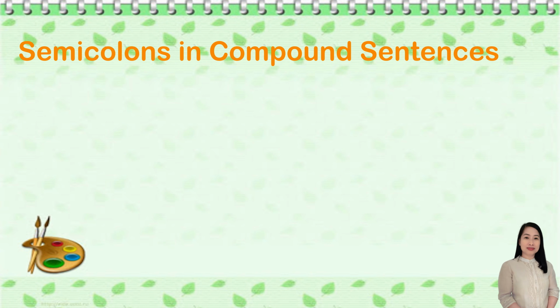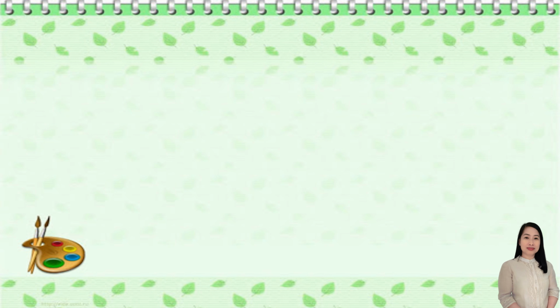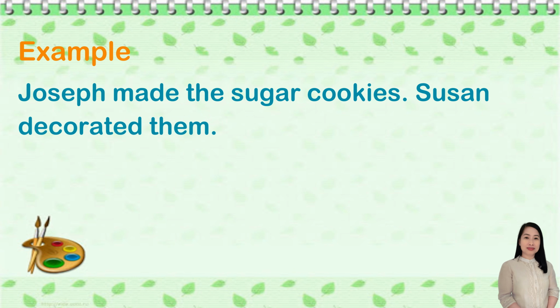Semicolons are used in compound sentences. Semicolons are most often used to connect two independent clauses that are related in meaning. Let us have this example. Joseph made the sugar cookies. Susan decorated them. These two simple sentences can be combined into a compound sentence through the use of a semicolon.